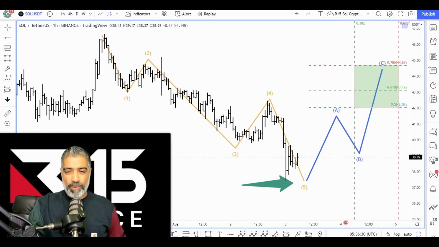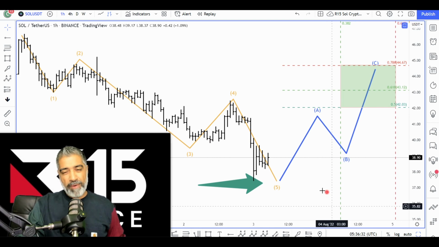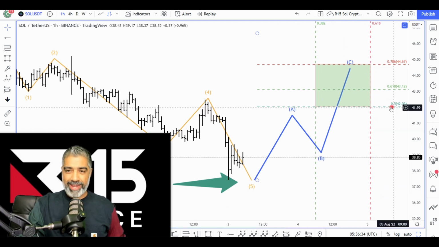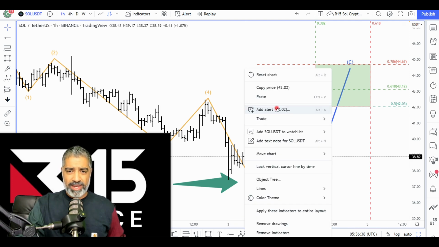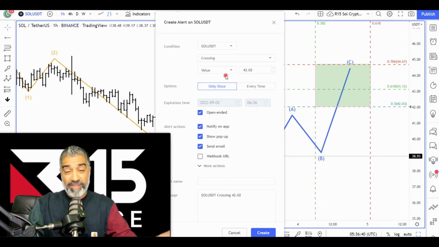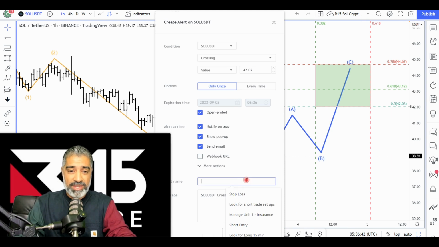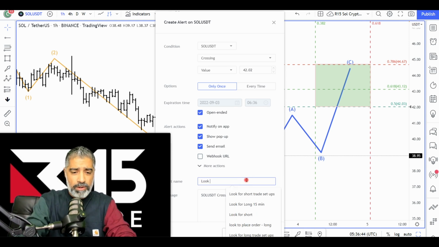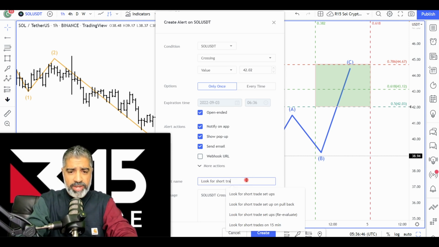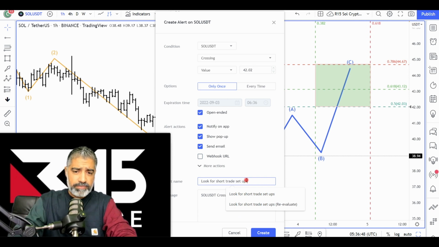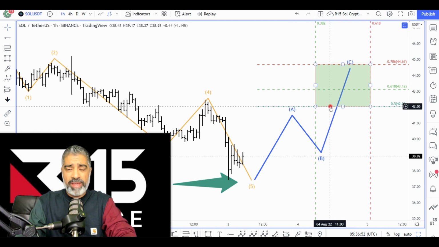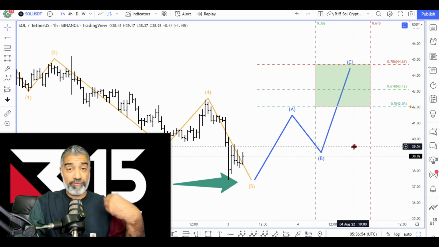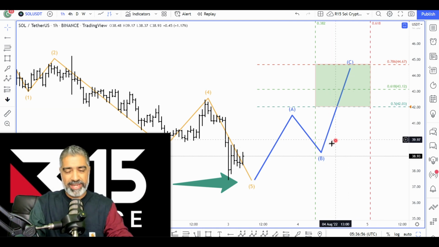I'm going to show you one more thing that's advanced, but you'll get it because I know you're a smart cookie, right? Before I do this, I'm just going to set a price alert. I'm going to add an alert. And the great thing with TradingView is you can literally add alerts and just say, look for short trade setups. So if the price goes above this point over here, I'll get an email and then I can review the chart and update it in the Crypto Gym.